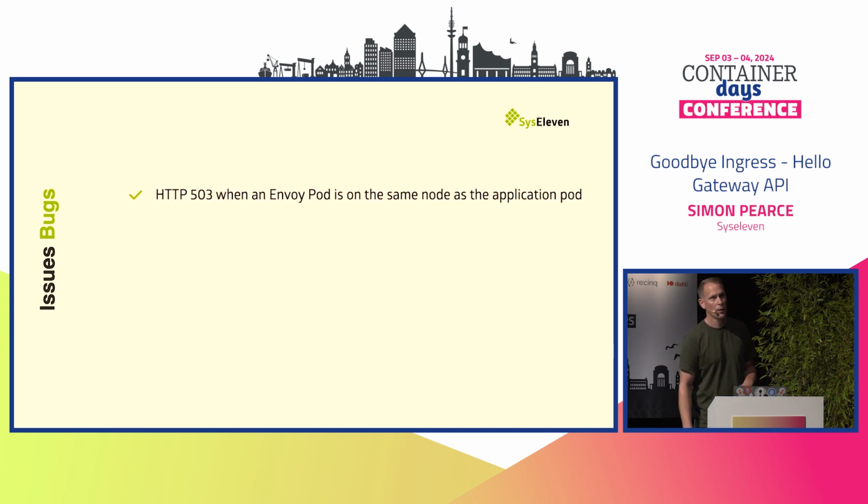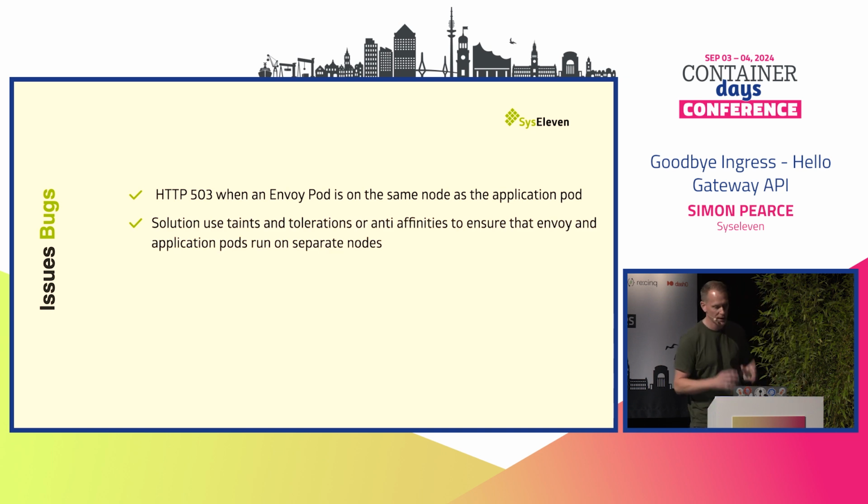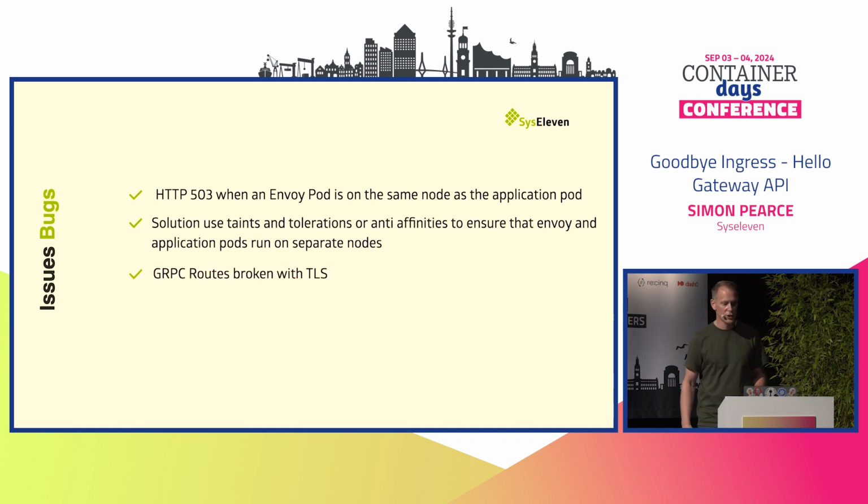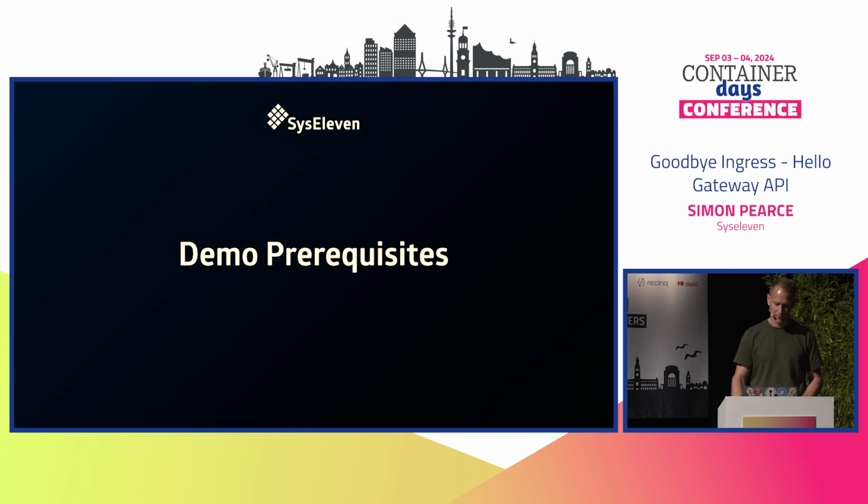I also had an issue where I was encountering 503s when the Envoy pod was on the same node as the application pod. As far as I know, this bug is still open and has not been 100% fixed yet. It can be an issue for some people. In my demo cluster, I used taints and tolerations, or you could use anti-affinities, to ensure that the Envoy and the application pods run on separate nodes. I also found that the gRPC routes were broken with TLS. I believe this has been fixed recently, though.